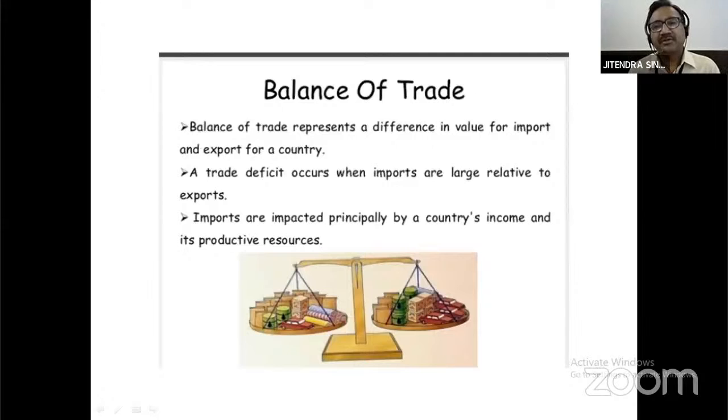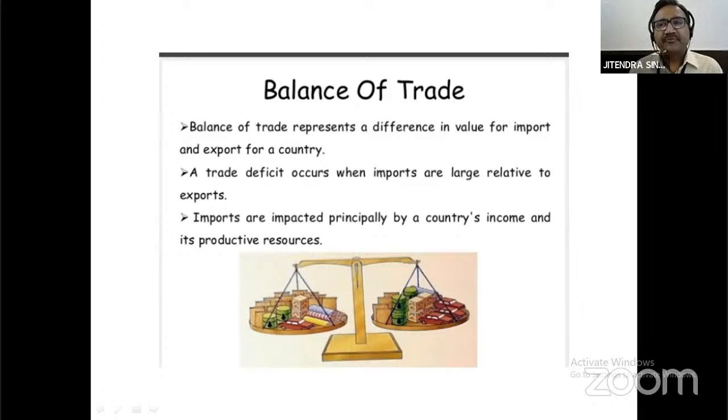So a trade deficit is a situation where we have less export and more import. Same as in the case of Sri Lanka, now we are seeing that in the Sri Lankan economy, they import more and export less. Because of that, there is a trade deficit in their economy, which resulted in the devastation of their economy. So a trade deficit will normally occur when imports are more than exports.